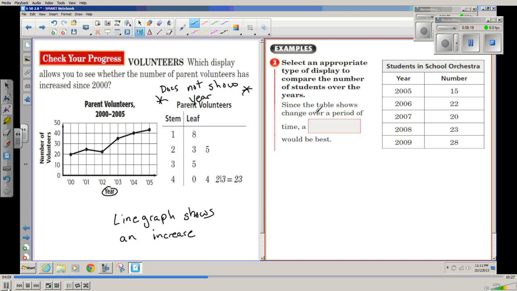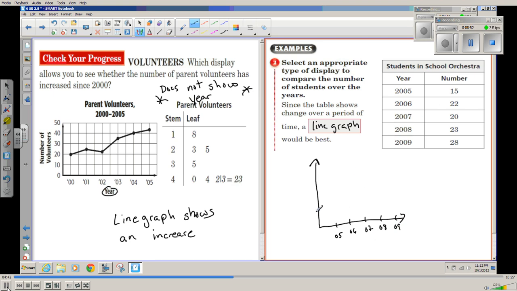Since the table shows change over a period of time, a line graph would be the best. Now if we were to actually graph this, it doesn't say to, but if you have some space on your paper, you should go ahead and try this. You're going to see that here is 05, 06, 07, 08, and 09.